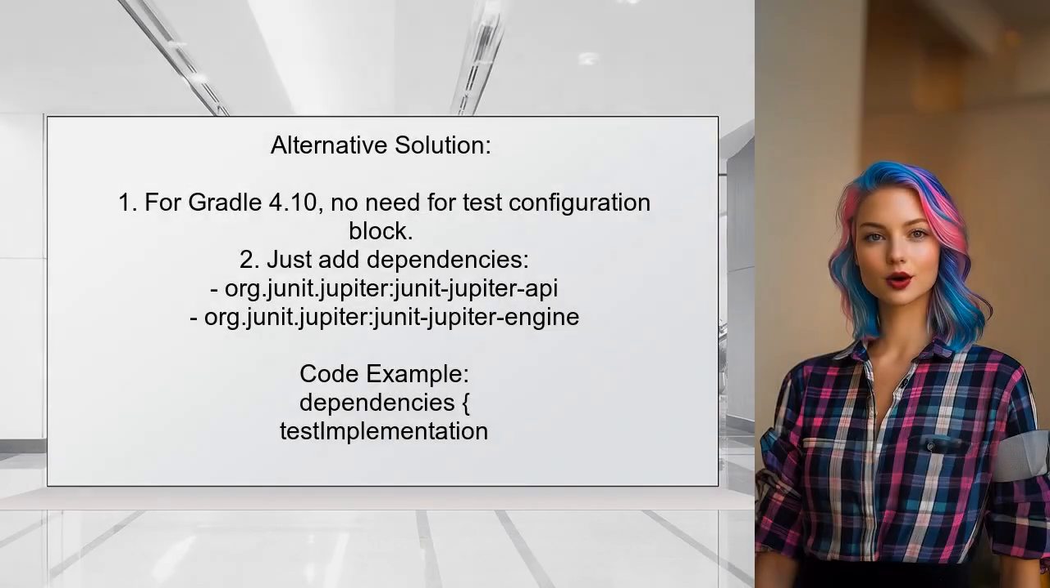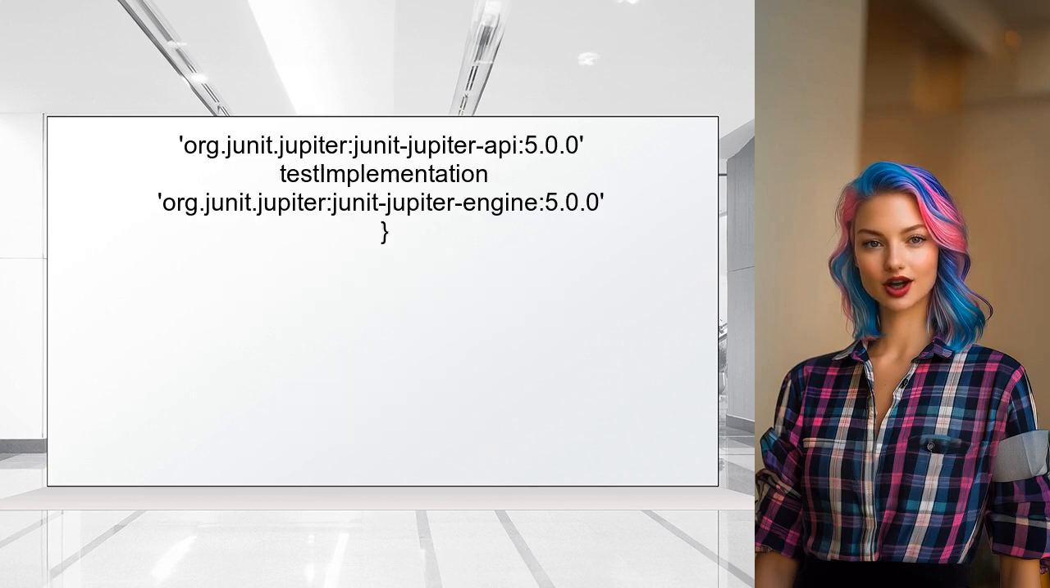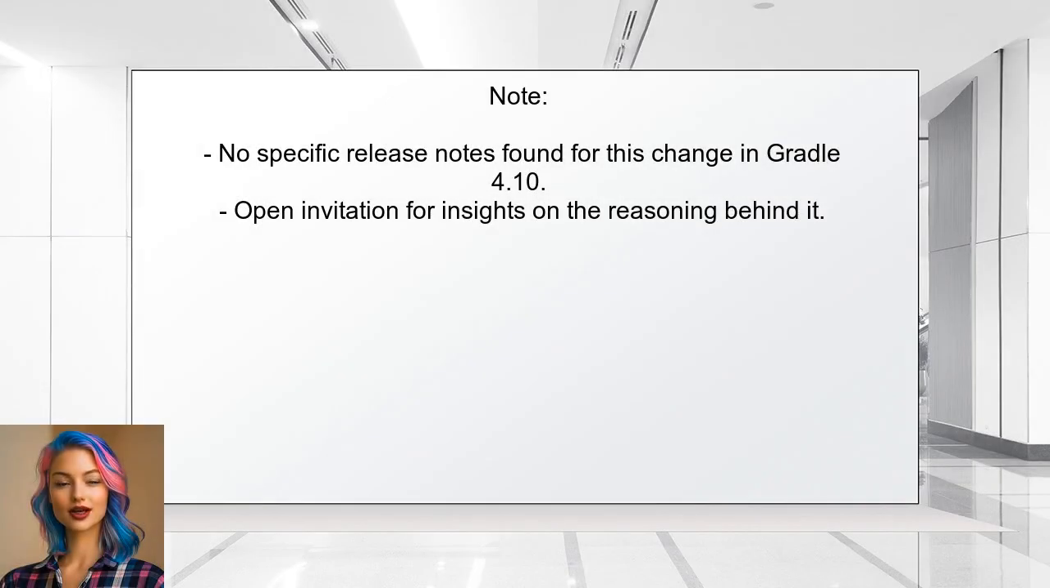An alternative approach shared by another user suggests that if you're using Gradle version 4.10, you might not need to include the test configuration block to enable JUnit 5. Instead, simply adding the necessary dependencies for JUnit Jupiter API and engine should suffice. The user also notes that they couldn't find any specific release notes explaining this change in Gradle 4.10, and they invite others to share insights on why this might be the case.